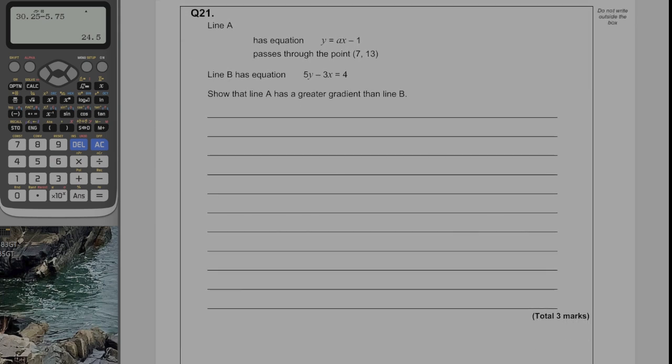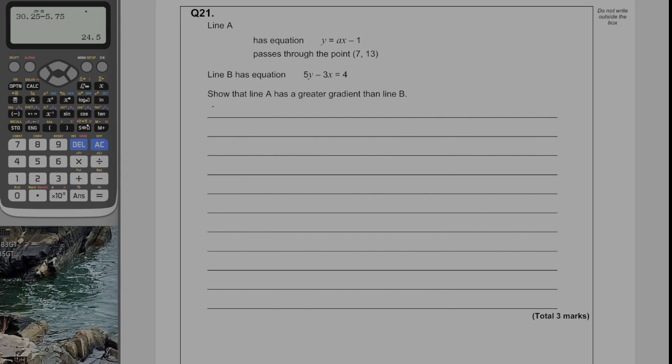Right, question 21. Line A has the equation y is equal to ax minus 1, passes through the point 7, 13. Line B has the equation 5y minus 3x is equal to 4. Show that line A has a greater gradient than line B.